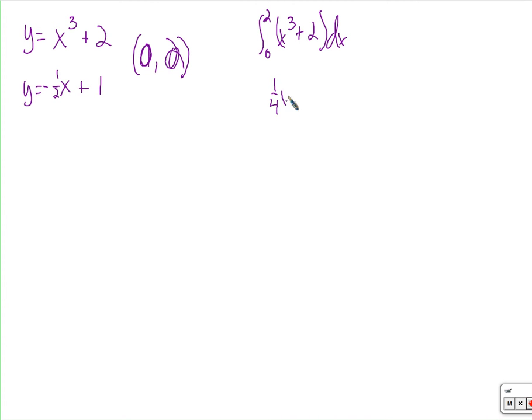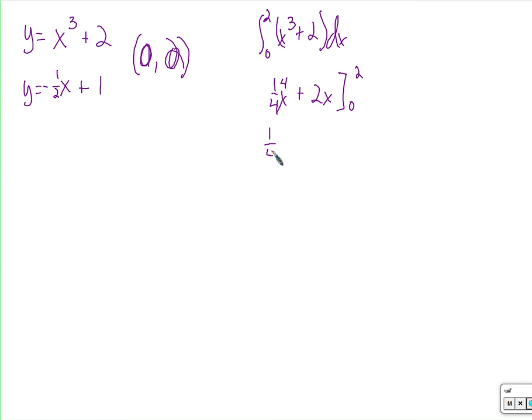One fourth x to the 4th plus 2x, from 0 to 2. We'll plug in the 2, then we'll plug in the 0, but that won't really change anything, and we subtract that. So we'll just plug in the 2 and realize that the 0 ends up as 0.